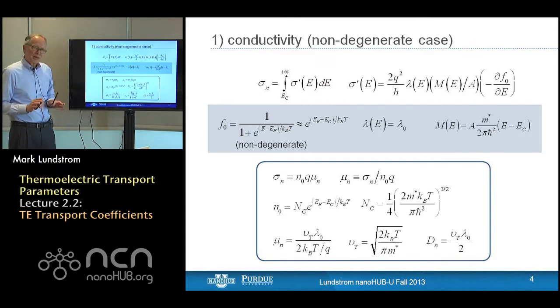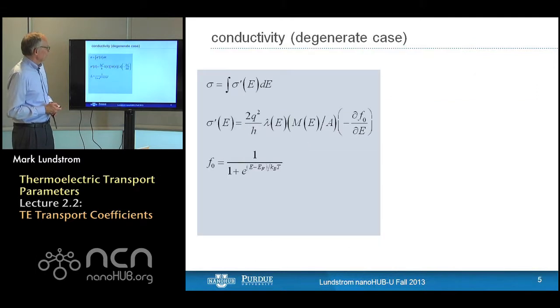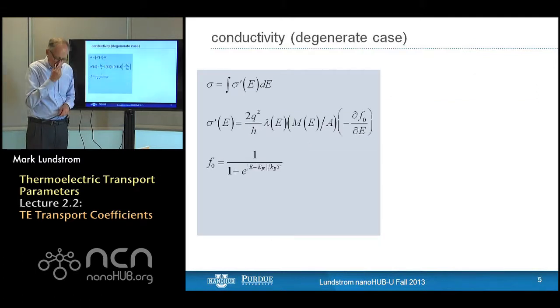Okay. Now, this may look a little different to you. You may be used to writing mobility as qτ over m, where τ is the average time between scattering events. This is the same thing. It's just that we're expressing mobility in terms of the average distance between scattering events instead of the average time between scattering events. Okay, so the conductivity is something that we're familiar with.